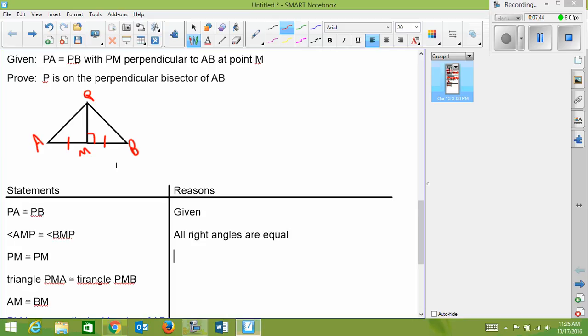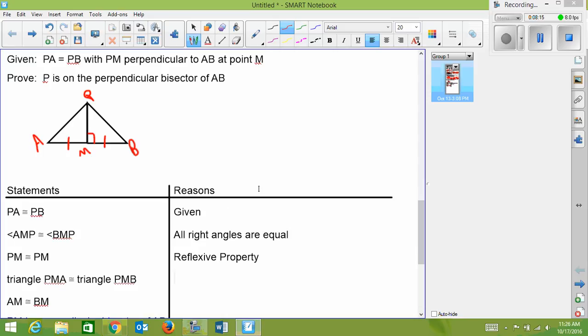So then PM is congruent to PM. Well, which property says that? It's the reflexive property that says something is equal to itself. Why do I need to know that PM is congruent to PM? Because I'm trying to prove that the sides of the triangles are equal. So triangle PMA, the one on the left, right here, is congruent to triangle PMB.